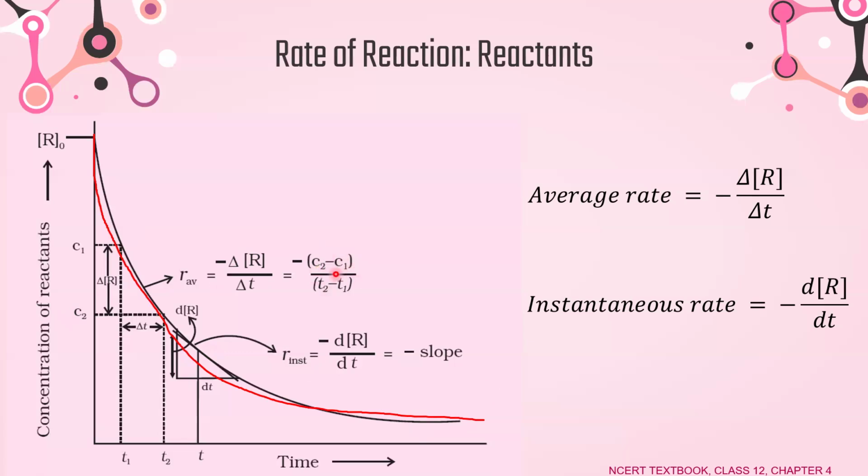So when we solve it, C2 minus C1 is going to come out as negative. So the negative from the bracket and the negative outside is going to make it overall positive. So the rate of reaction is going to be a positive value. But the negative is there to show the consumption of reactants.